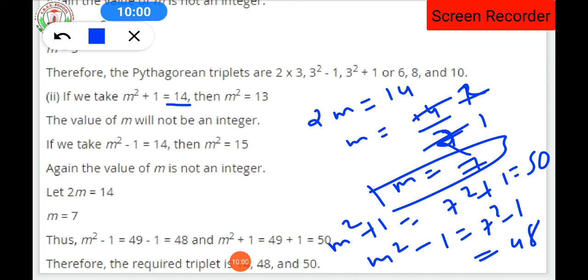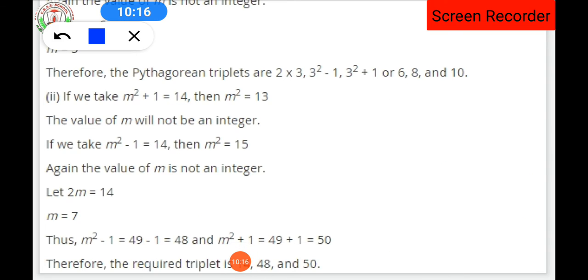So what are the Pythagorean triplets we are having? The Pythagorean triplets we are having are: the first member is 14, second member is 48, and third member is 50. So this is the Pythagorean triplet we are having.